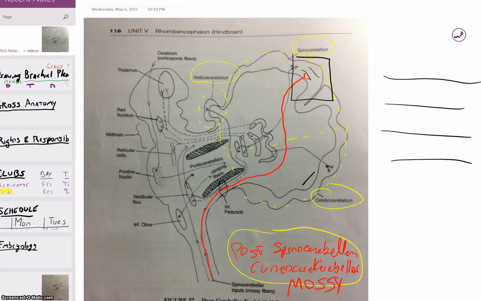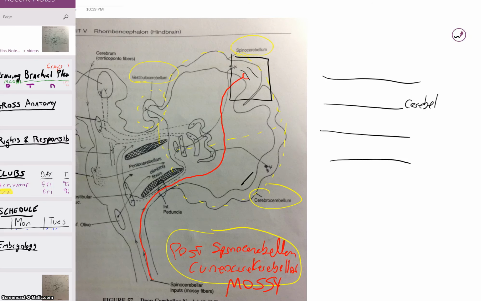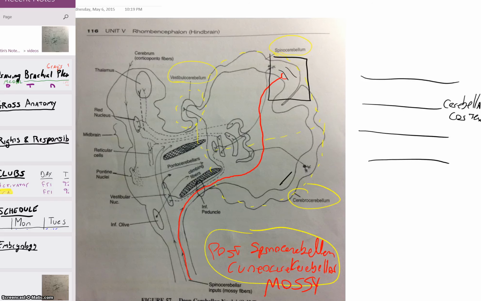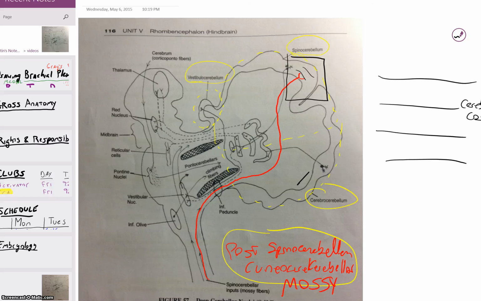And these are the 3 layers of the cerebellar cortex, the outer part of the cerebellum made of gray matter. The inner layer we know to be the granular layer. The middle we know as the Purkinje, and the top as the molecular layer.